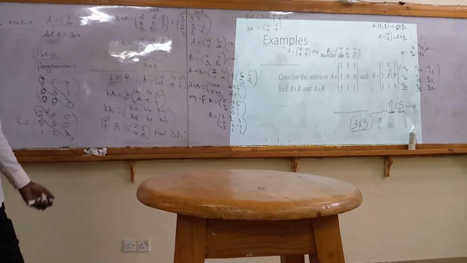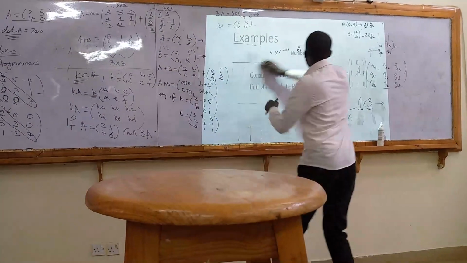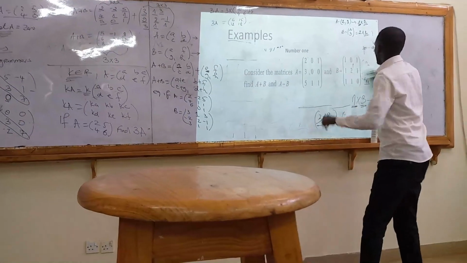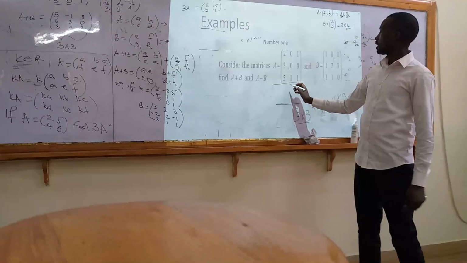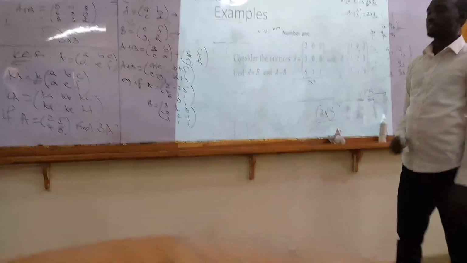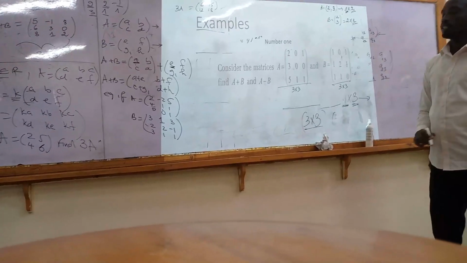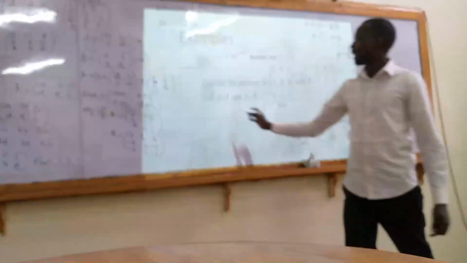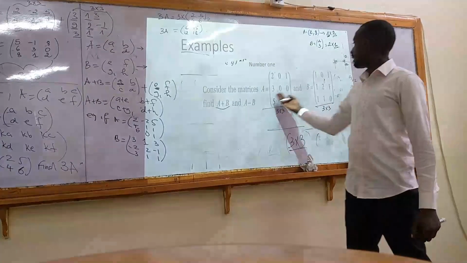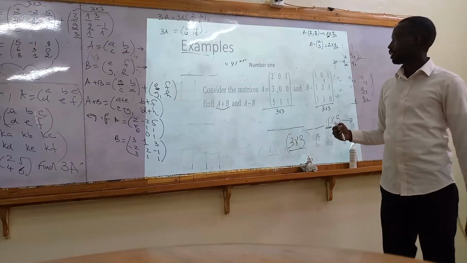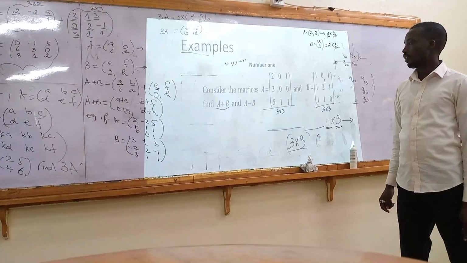Let's have an example here. This is our matrix A. This matrix is a 3 by 3 matrix. We have B here. It is also a 3 by 3 matrix. They are telling us to find A plus B. You can try this because A is a square matrix of order 3. This one is also a square matrix of order 3.